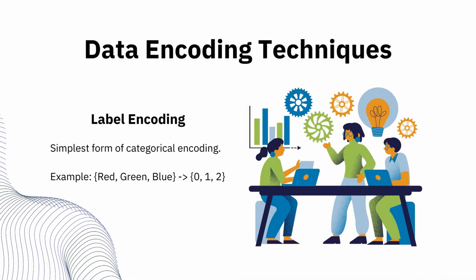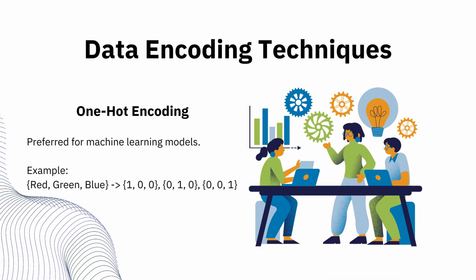Label encoding is the simplest form of encoding where each category is assigned a unique integer value. However, this method can cause issues with algorithms that interpret larger numbers as having more importance, which is why one-hot encoding is often preferred. One-hot encoding solves the issues of label encoding by converting each category into binary columns.